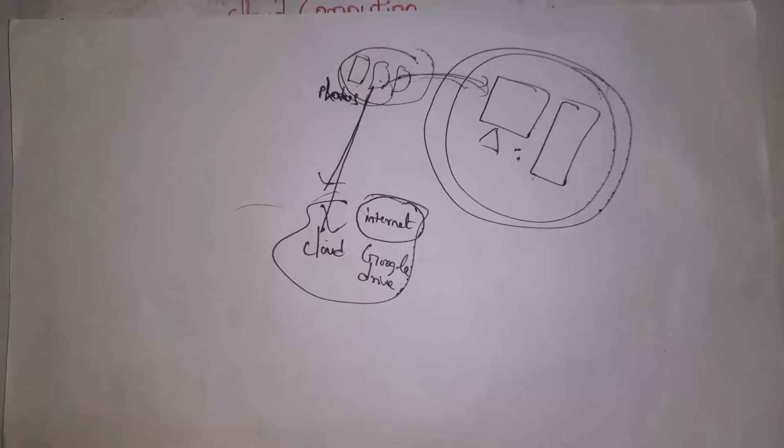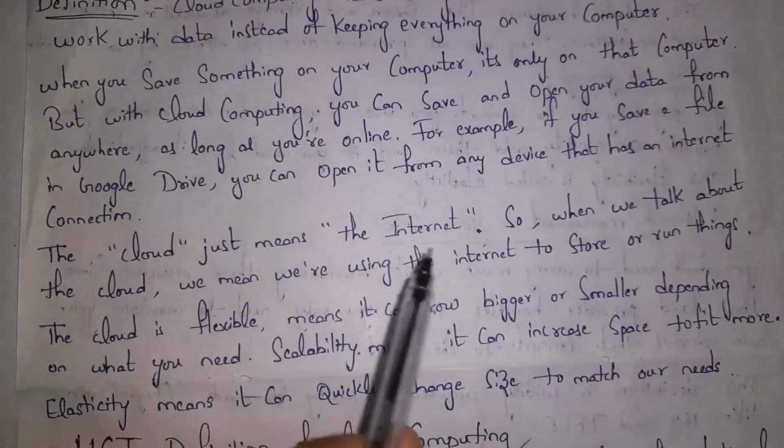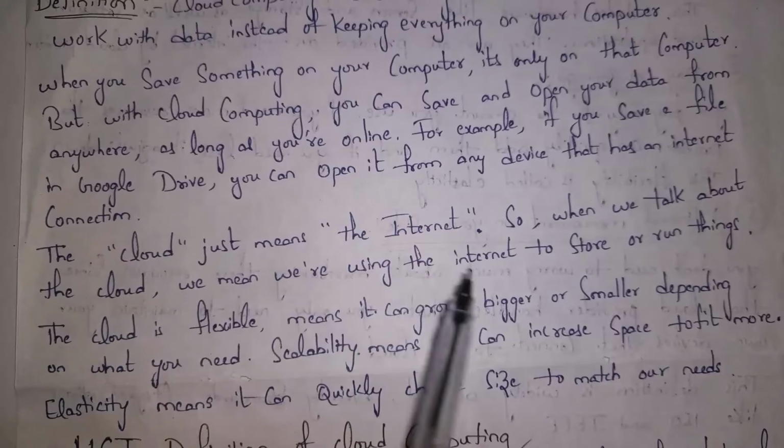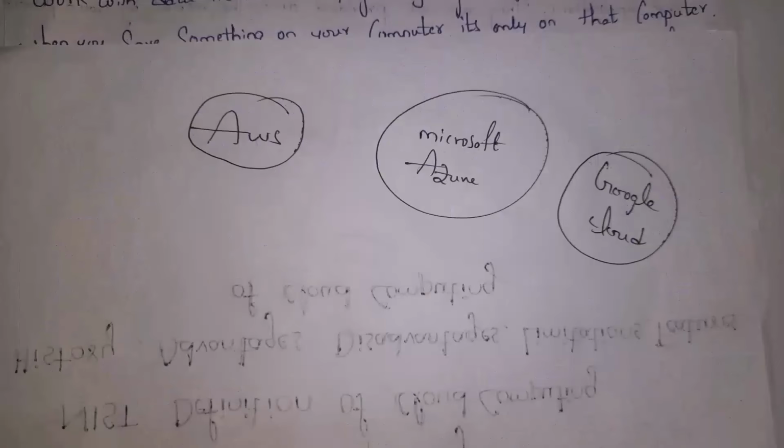So whenever you store your data in the cloud, by using any device you can open your data and you can perform various operations on your data. You just need an internet connection, that's it. So cloud is nothing but the internet. The cloud just means the internet. So when we talk about the cloud, we mean we are using the internet to store or run things.